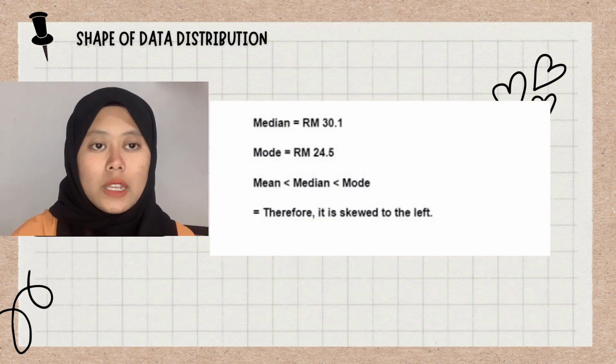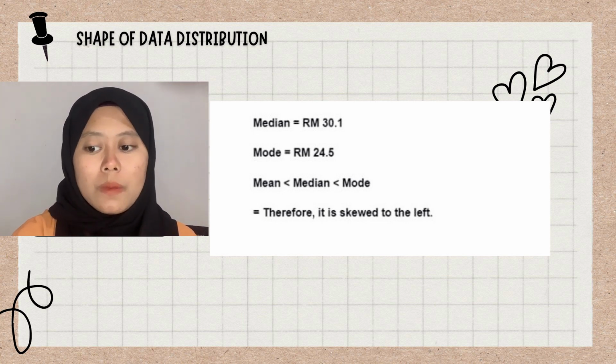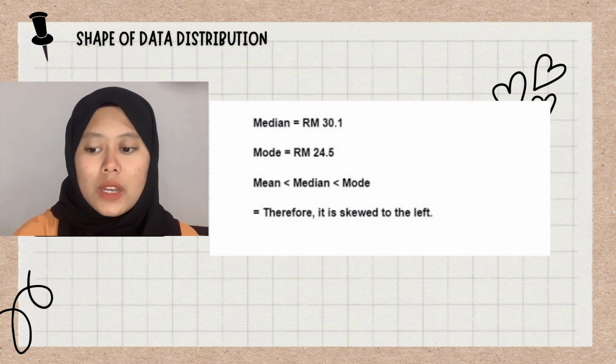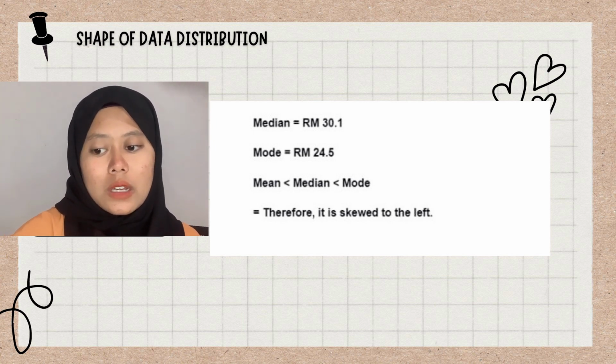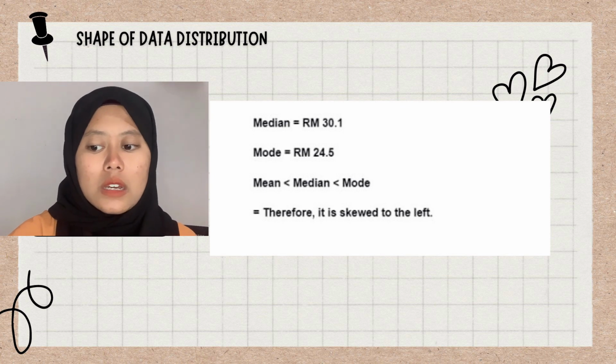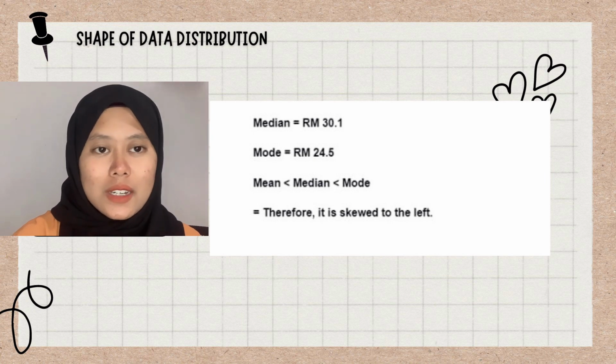The last topic in part A is the shape of data distribution. As we can see, the mean is 33.3 ringgit, the median is 30.1 ringgit, and the mode is 24.5 ringgit. The order goes to the right because the mean is first, the second is the median and the third is the mode, so it is skewed to the right. That's all from me. Thank you.